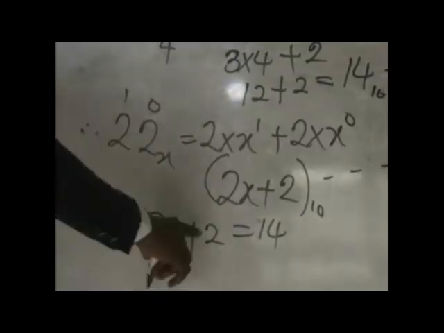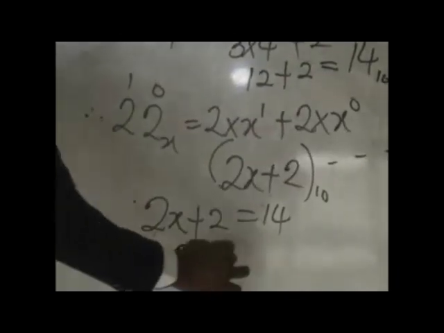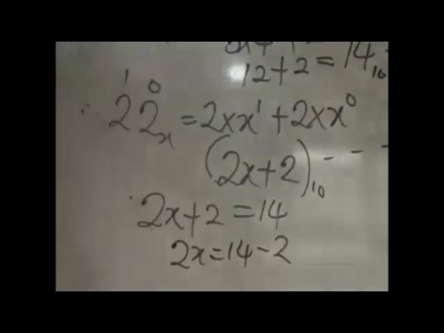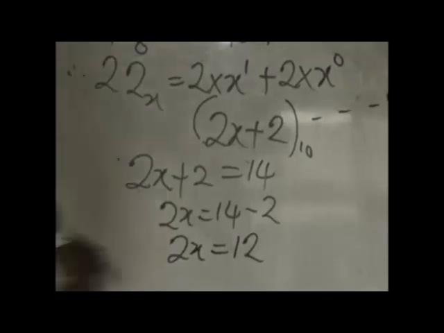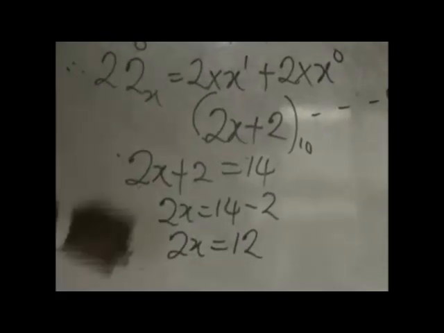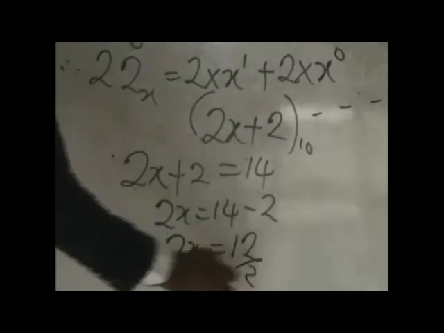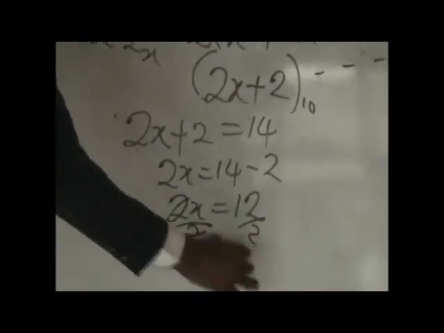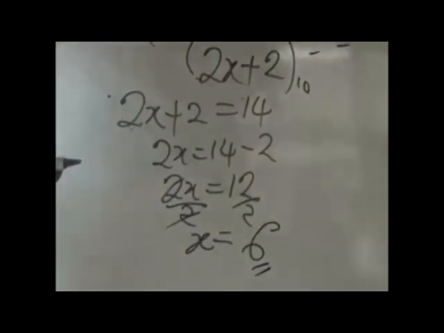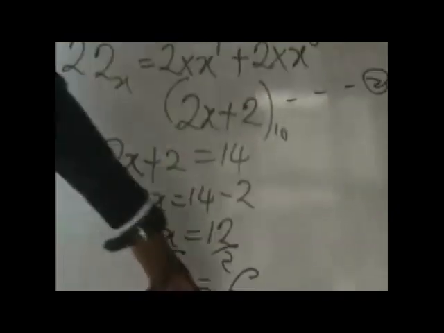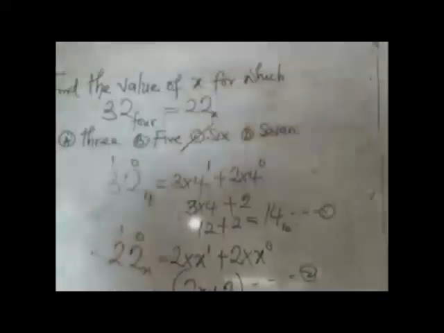You collect like terms, 2 goes to this side and becomes 2x equal to 14 minus 2. So this becomes 2x equal to 12. In order for you to determine the value of x as stated above, you divide both sides by 2. So 2 cancels 2, and 12 divided by 2 will give you 6. So 32 base 4 equal to 22 base x, the value of x is 6, and that is our option C. Do you understand now? So that is how to determine the value of x from this question 4.